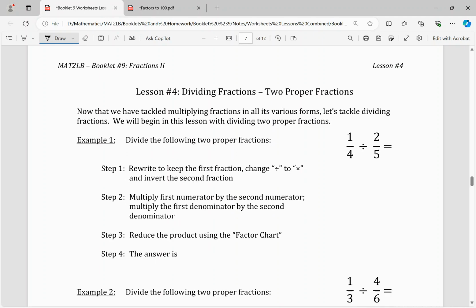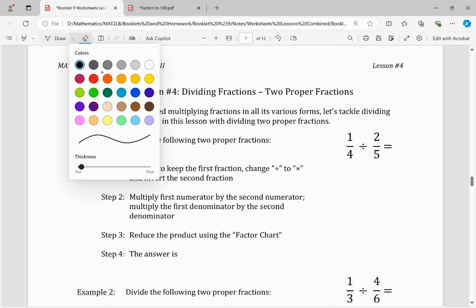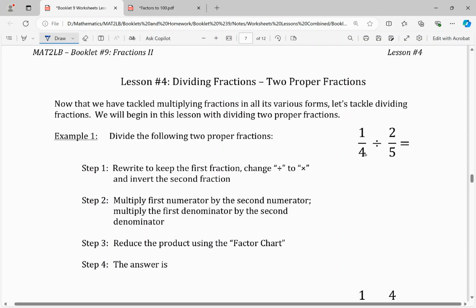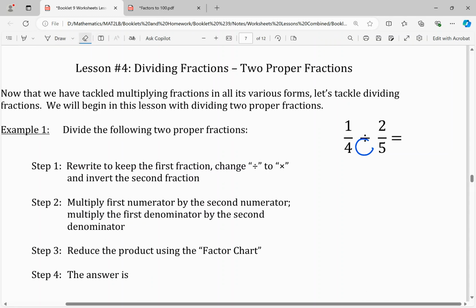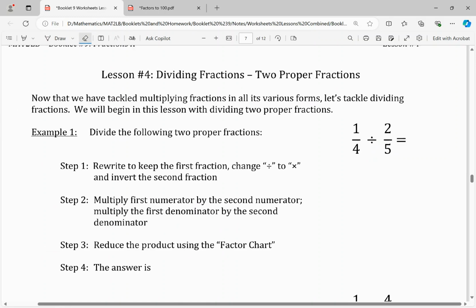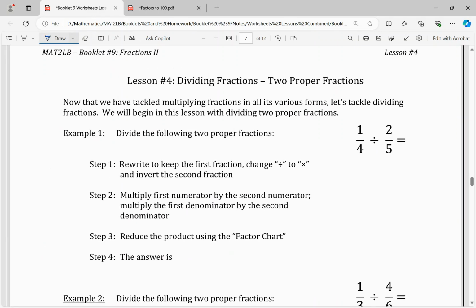Now, remember, a proper fraction is a fraction where the smaller number is on top, the larger number is on the bottom in your denominator, and there is no whole number. It's not a mixed fraction. It's not an improper fraction. It's a proper fraction. Now, the focus of this lesson is that we are dividing them, right? Previously, we have learned how to add, subtract, and multiply. Now we're going over the last operation, which is division.